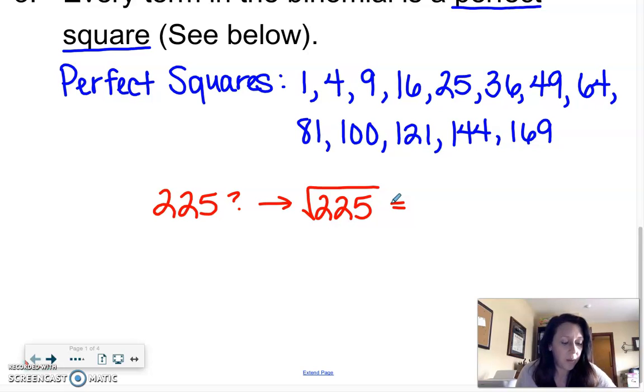So I'm going to pull up the calculator on my phone and take the square root. And when I take the square root, I got 15. And since I got a nice even number, then we would say, yes, 225 is a perfect square. And in fact, it would be 15 times 15 that gives you 225.